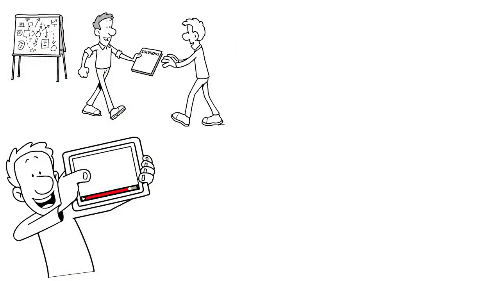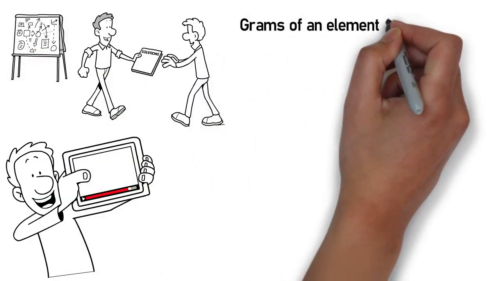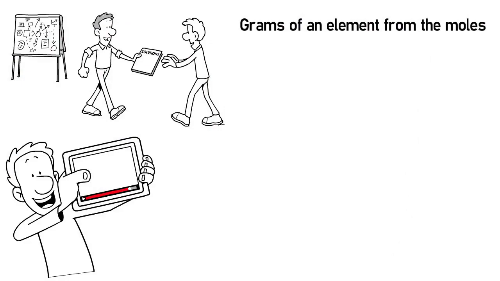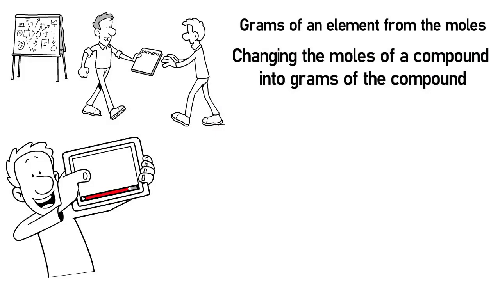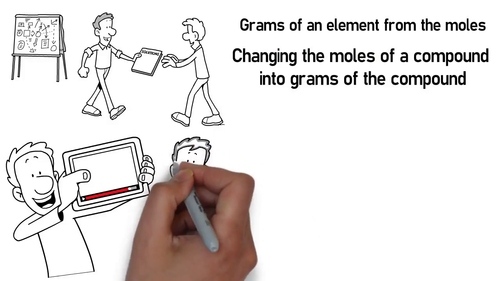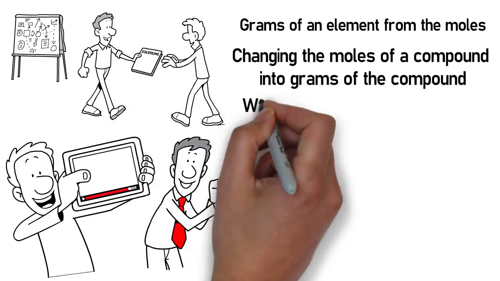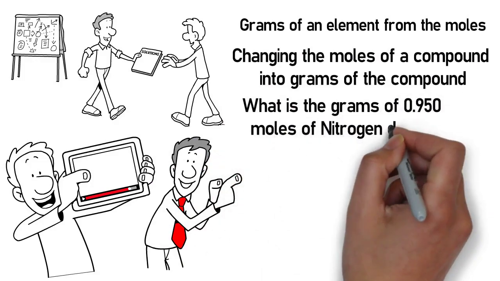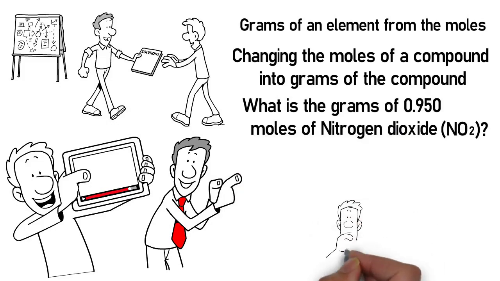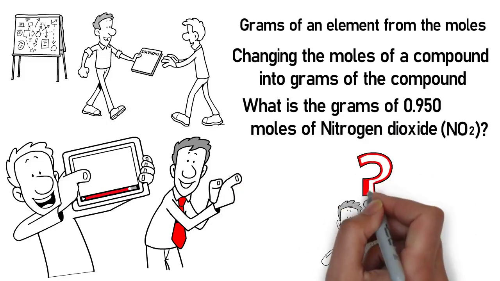Recall when this video began, a problem was given to show you what you will be learning how to solve. Now that we did a problem where you found the grams of an element from the moles, let's solve a problem for changing the moles of a compound into grams of the compound. To do this, we will use the problem mentioned at the beginning of the video. What is the grams of 0.950 moles of nitrogen dioxide, or NO2? What is the first thing I must do to start to find the answer?